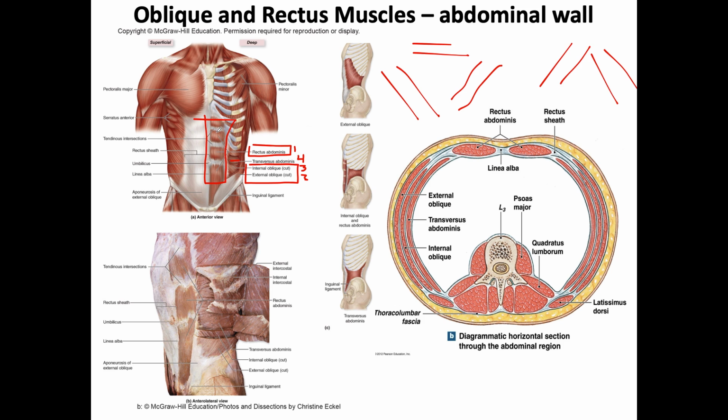Actually, you might have heard something if you've heard of diastasis with pregnant women. So that's where you get separation here of these rectus abdominis due to all the stretching that occurs during delivery and pregnancy. Diastasis, where those rectus abdominis muscles separate.